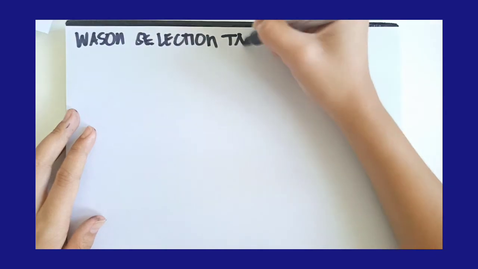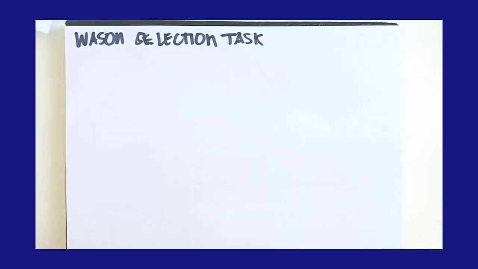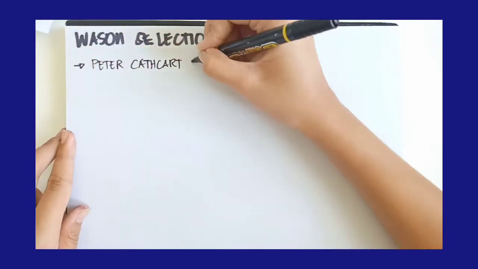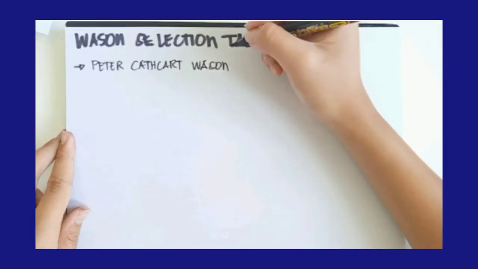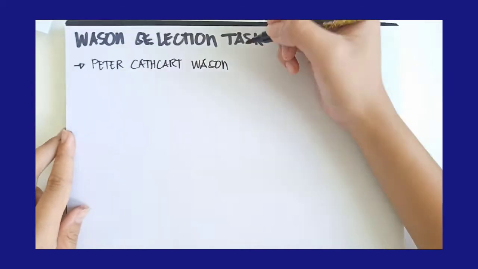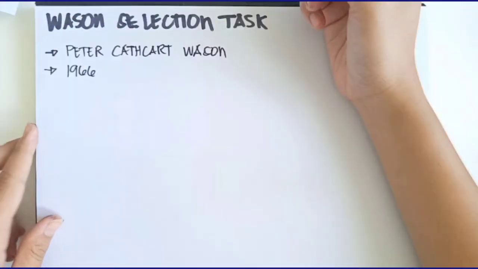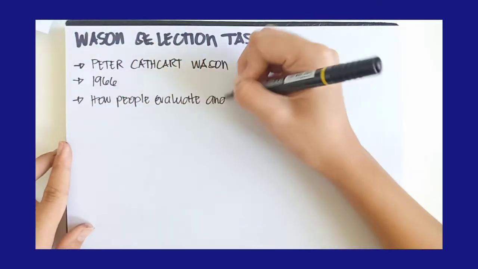This is called the Wason selection task, named after Peter Cathcart Wason, whose professional career contributed to the breakthrough of understanding why we humans, who are normally very intelligent individuals, repeatedly make basic errors in logical thinking. He first used this puzzle in 1966 to study how people evaluate and seek truth.